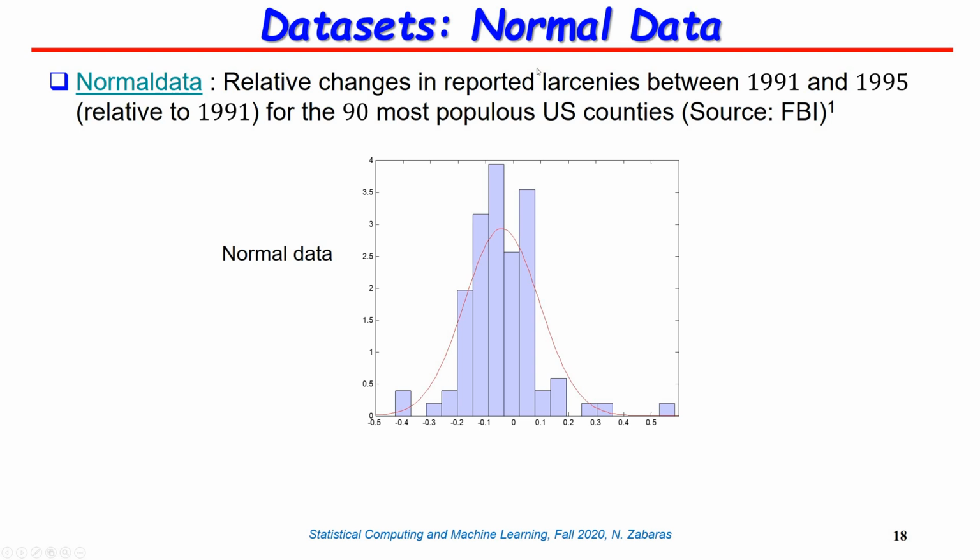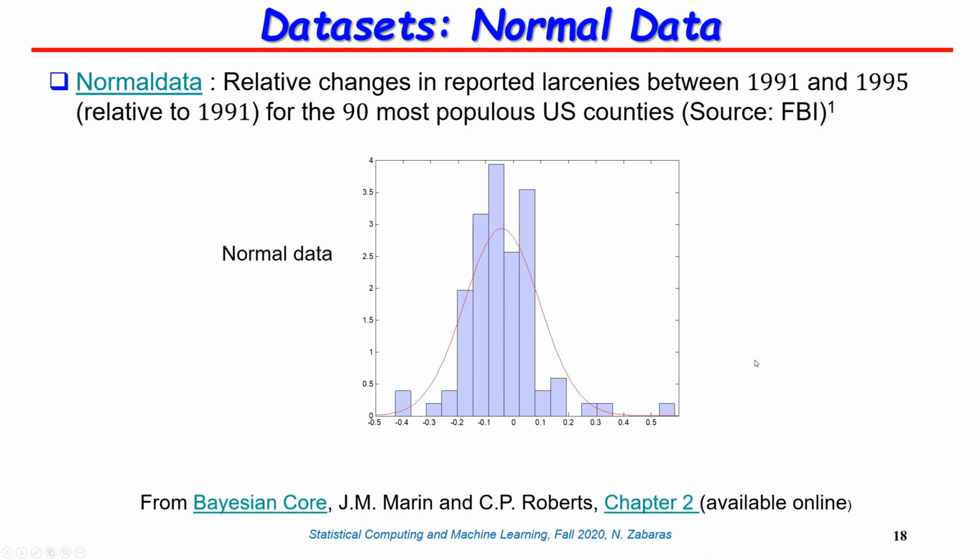This is a famous data set that's called normal data, and there is a link that hopefully works in the slides. And so if we fit this data with a Gaussian, so if we compute the maximum likelihood estimator for mu and sigma square, this will be the Gaussian that corresponds to this given data set. So this data set has to do with larcenies between certain years, okay? And you can see how nicely this data fit with a Gaussian.